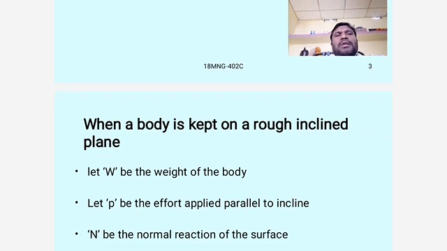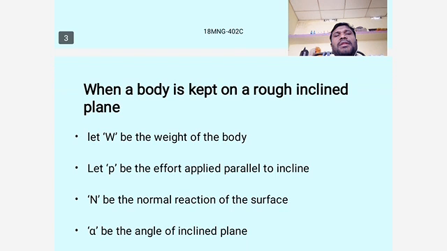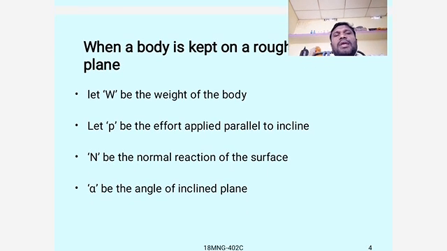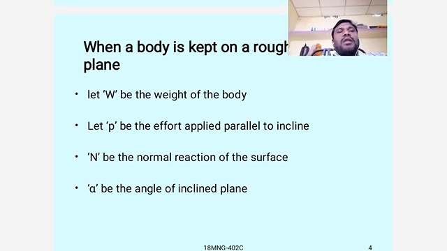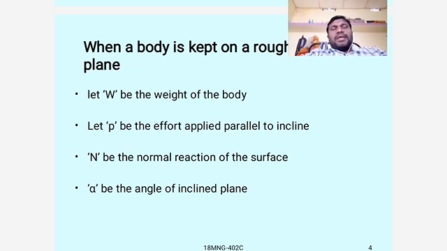When a body is kept on a rough inclined plane, let W be the weight of the body, let P be the effort applied parallel to the inclined plane, N be the normal reaction of the surface, and alpha be the angle of the inclined plane.